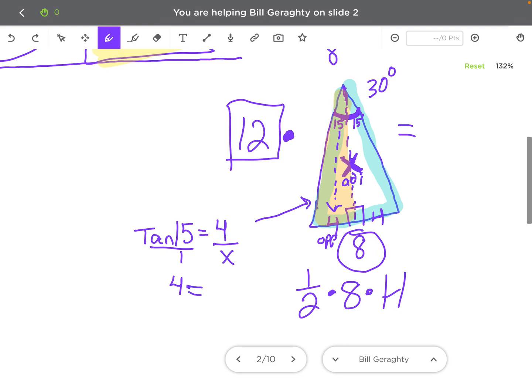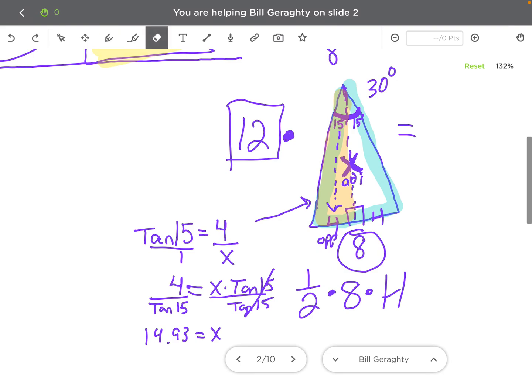So 4 times 1 is 4. I almost wrote down 4 times 1, but 4 times 1 is 4. And x times the tangent of 15, and then divide by the tangent of 15 to get x. So x is equal to, in my calculator, I'm going to do 4 divided by the tangent of 15, and I'm getting 14.93. And again, that tells me the height.